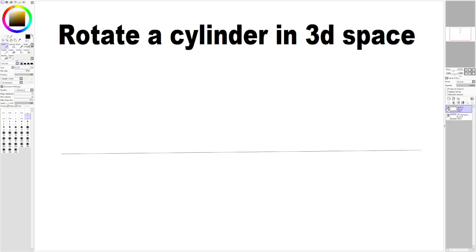Today, I want to talk about rotating a cylinder in 3D space, like at eye level. So I'm going to start off by drawing a line going through our horizon. It's just to show that it's sitting in front of it and we're looking at the horizon. And I'm going to draw an ellipse above, and I'm going to draw an ellipse below.